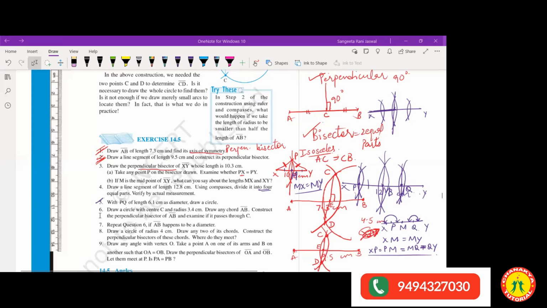Okay, now Lasya, read the next question. Read question number 8. Draw a circle of radius 4 centimeters. Draw any two of its chords. Construct the perpendicular bisectors of these chords. Where do they meet?